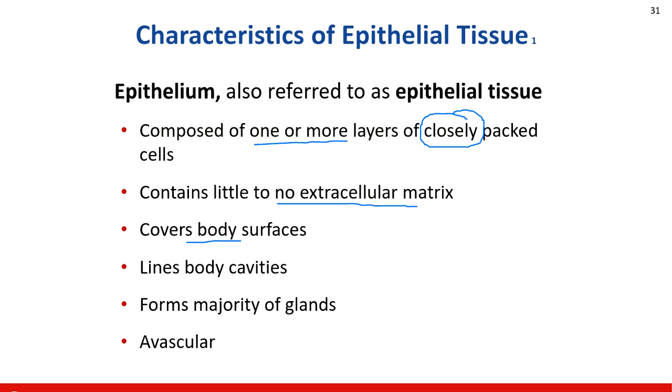Perfect example of that is going to be the skin. The outer layer, the epidermis of our skin, is again epithelial tissue. We'll also see it lining body cavities. Well, where did we see that? You talk a little bit about it in lab.